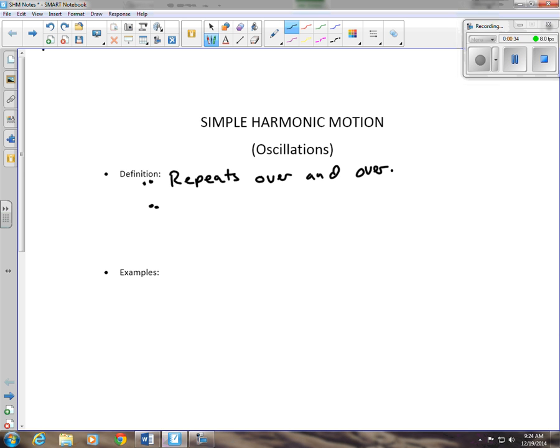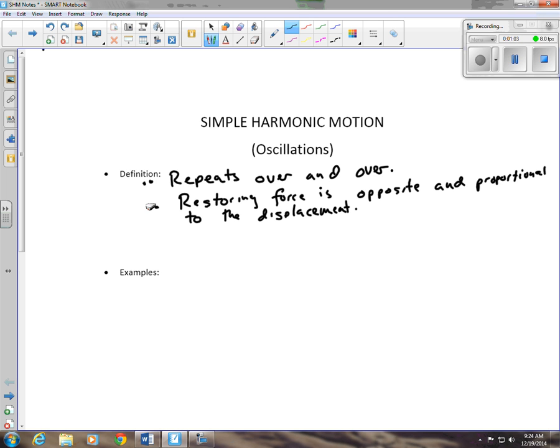One is that a restoring force is opposite to and proportional to the displacement. What is that?